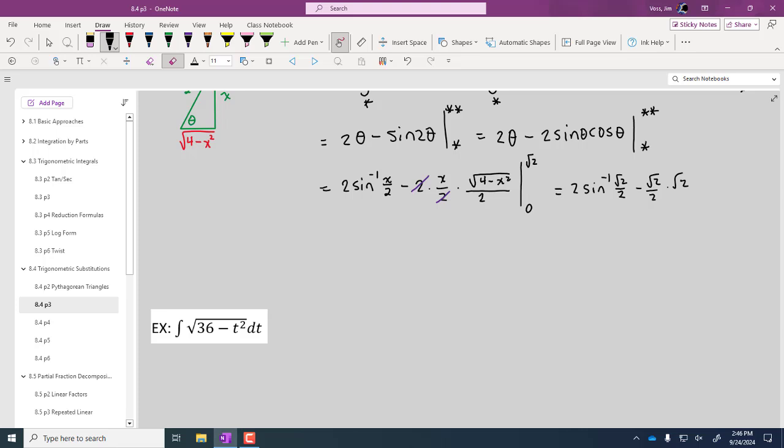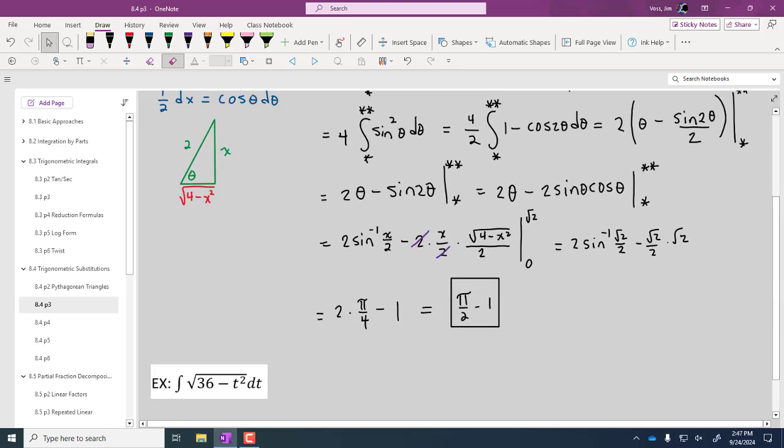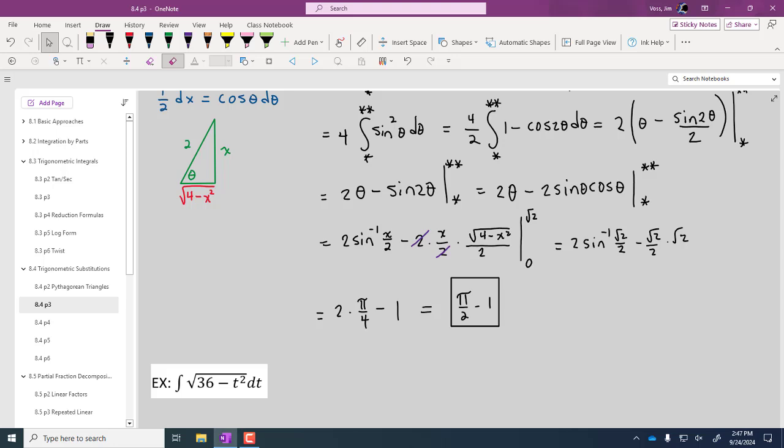Yeah, definite integrals are a little more than indefinites. What is inverse sine of root 2 over 2? In radians? Pi over 4. So we're going to have 2 times pi over 4 minus 1. So we get pi divided by 2 minus 1. There is our definite integral. That is the trig sub process.